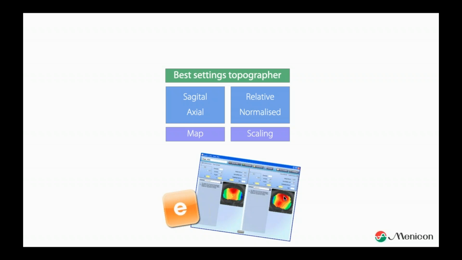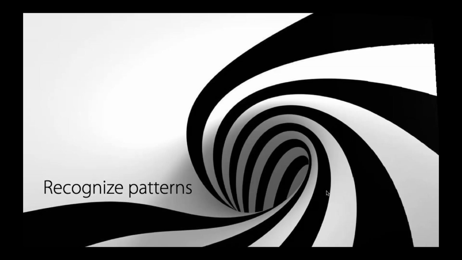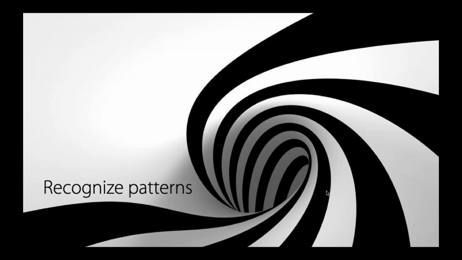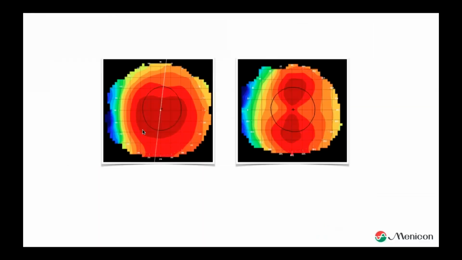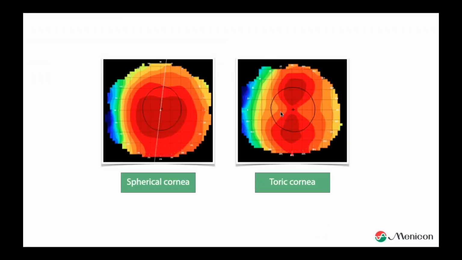Or otherwise, call the distributor of your topographer. They can do it for you as well. Okay, then the last part I'd like to mention because of timing as well: recognizing patterns. And of course, this is quite easy, quite simple. What we see here is a spherical eye, and this is a toric cornea. Very obvious, and that's what we see.